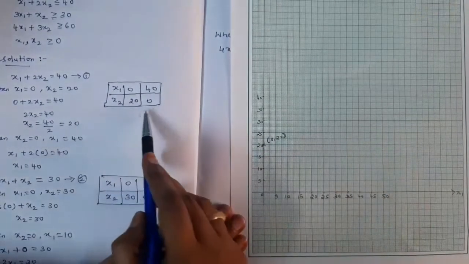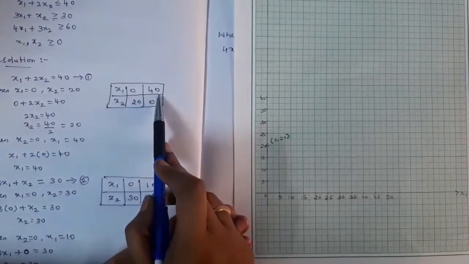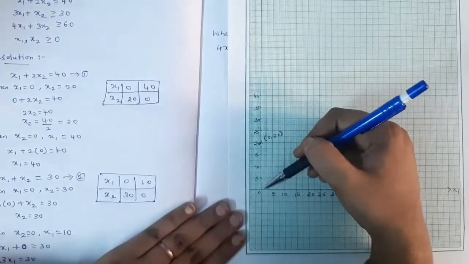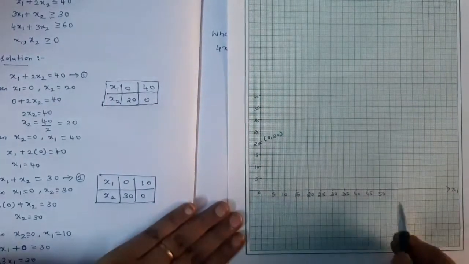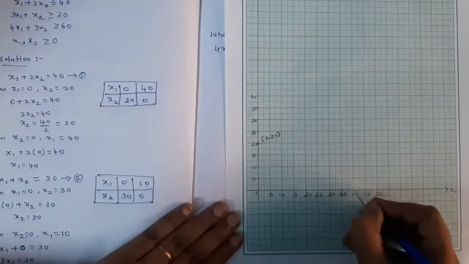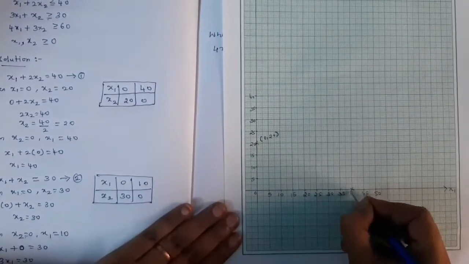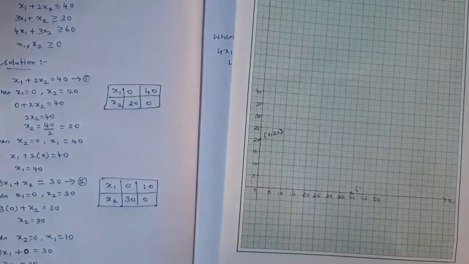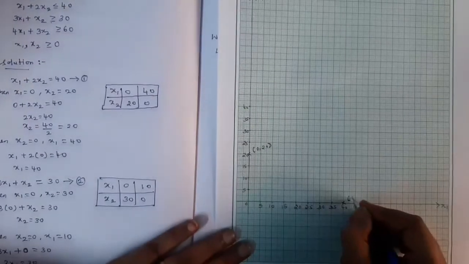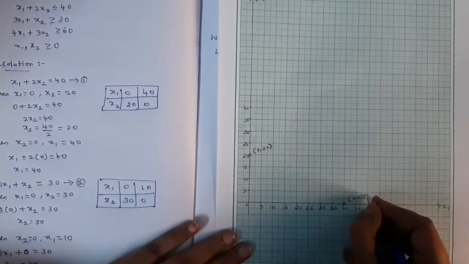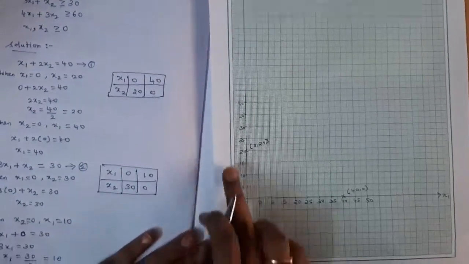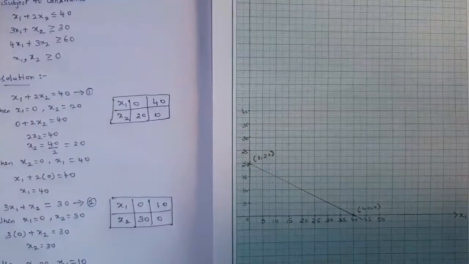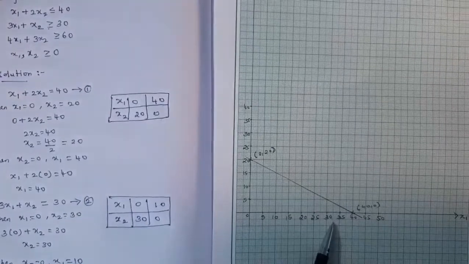Next, when x2 is 0, we have got x1 as 40. So in the x1 axis, you mark at 40 a point and write down (40, 0). So join these 2 points using a scale. So we have joined the points.